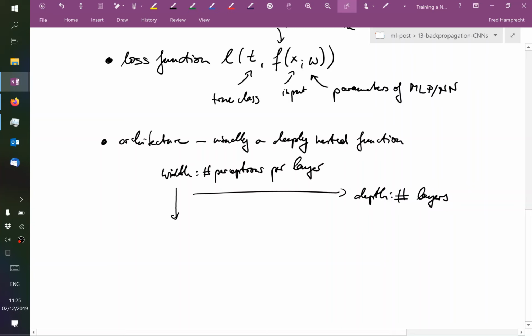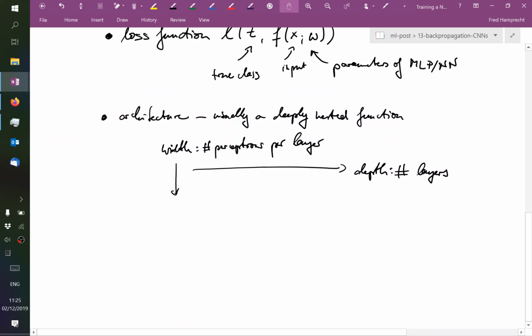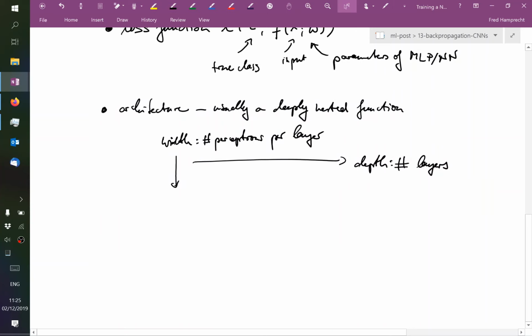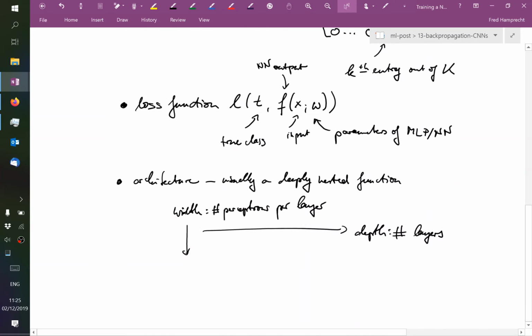So the width would be how many perceptrons. In our multilayer perceptron, we could simply count how many perceptrons we had at any one stage, and then how many stages. And the trend is to invest, given a finite amount of memory, in large depth rather than large width. So this is what's given.